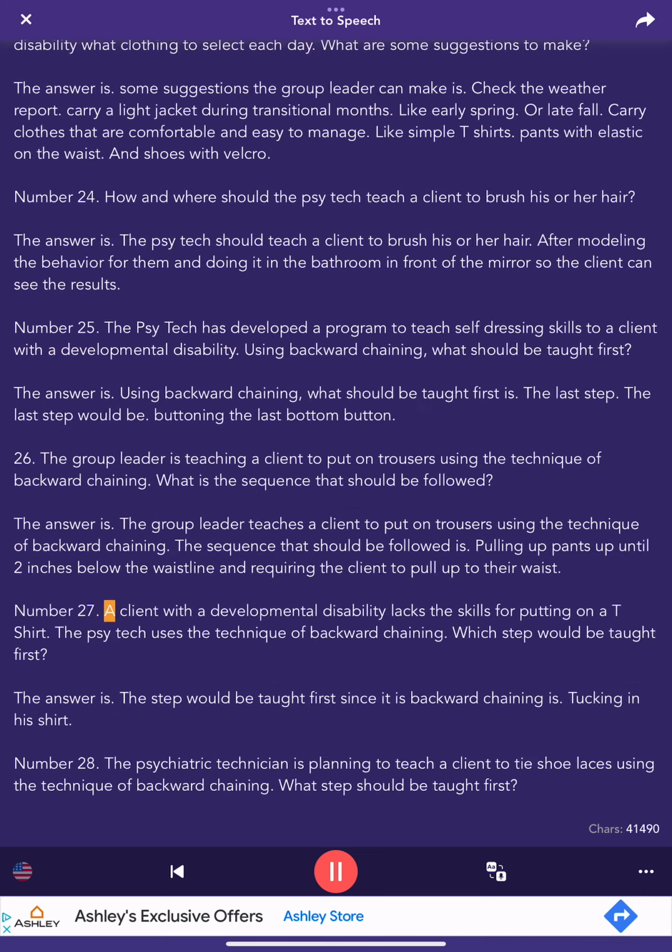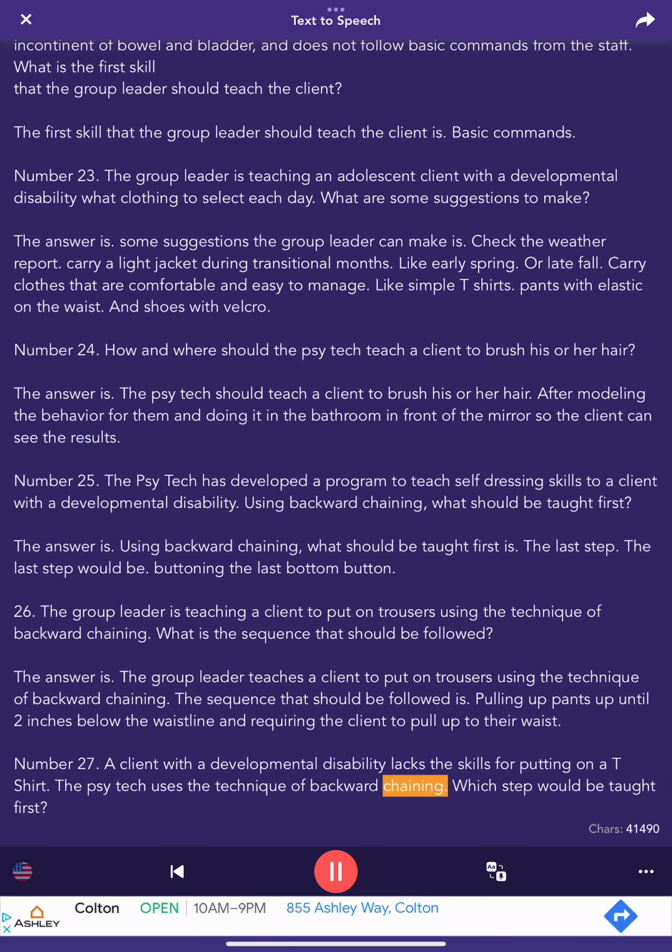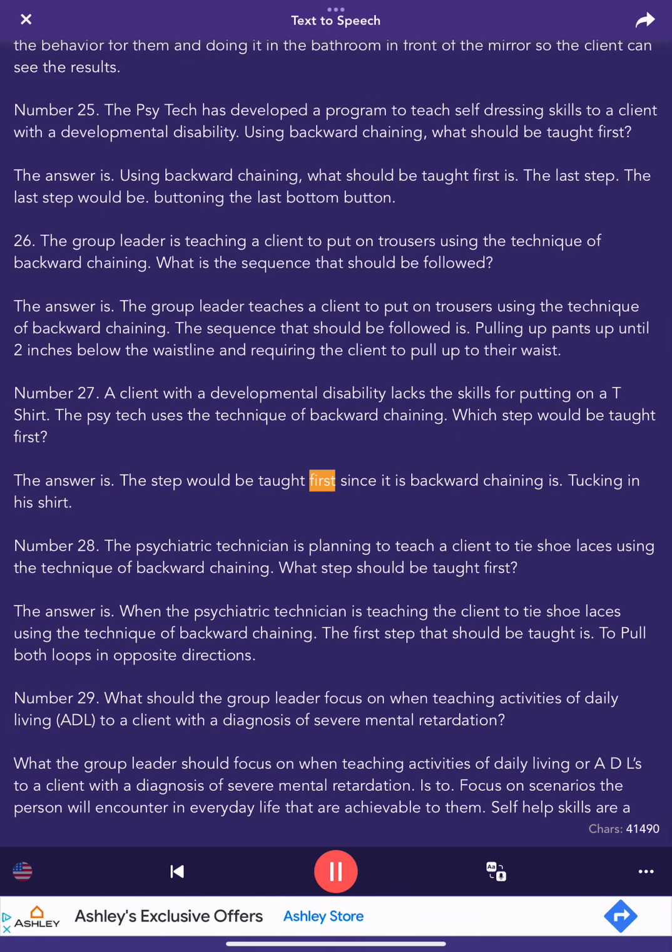Number 27. A client with a developmental disability lacks the skills for putting on a t-shirt. The psychiatric technician uses the technique of backward chaining. Which step would be taught first? The answer is, since it is backward chaining, the step taught first is tucking in the shirt.